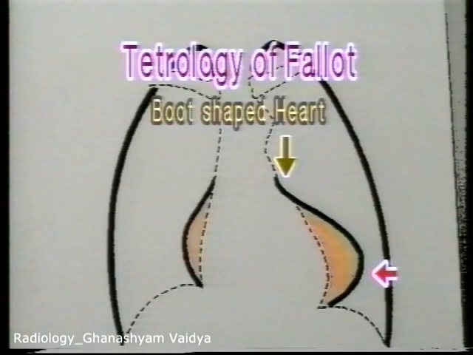In tetralogy of Fallot, the heart has a characteristic shape likened to a Dutch shoe, termed as a boot-shaped heart. The apex, shown by the red arrow, is lifted up due to right ventricular enlargement. The pulmonary conus, shown by the vertical green arrow, is concave or shallow as there is pulmonary stenosis. And overall pulmonary vascular shadows are reduced, that is pulmonary oligemia.